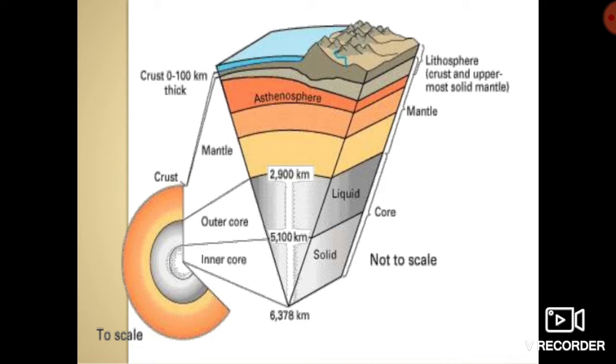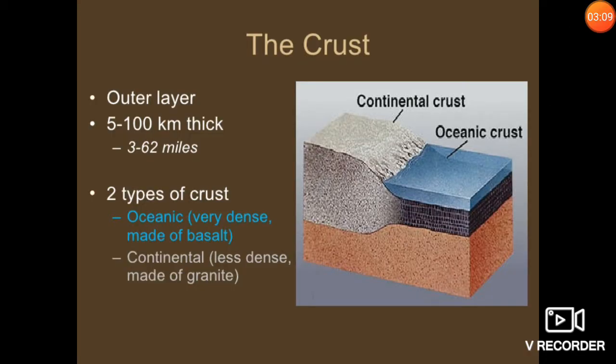Outer core has the boundary of 5100 km from the surface of earth, and the last one is the inner core, which has a depth of 6378 km from the surface of earth. It is drawn not to scale. Now come to the main section, the crust.